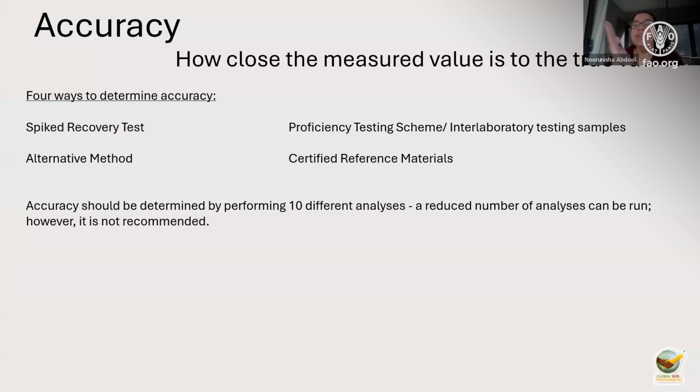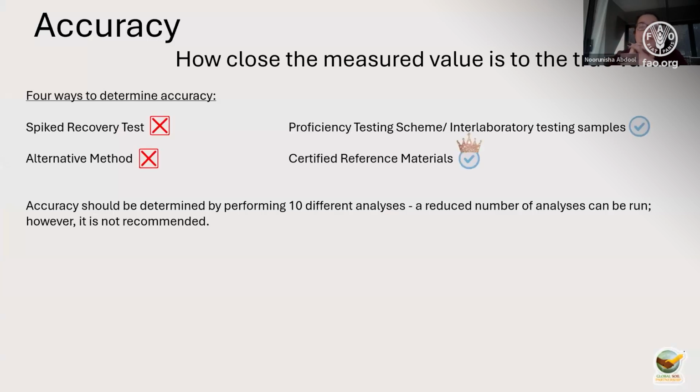Okay, accuracy. Joseph gave us a lovely definition of accuracy earlier, and it's basically how close is the measured value to the true value. The true value is, of course, the one that we are using our CRM for, or our PT sample, or our internal control sample. It is the known value of the analyte in the soil matrix that we are working with.